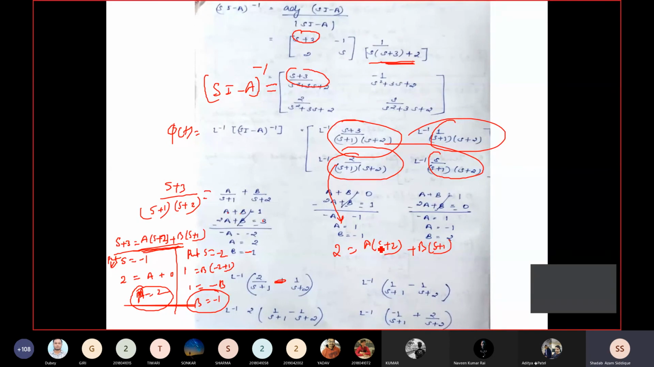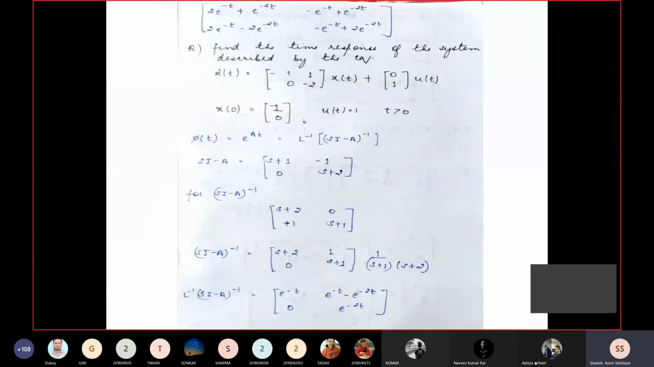For a, the second term will be multiplied, and for b, the first term is multiplied with s plus 1. One time put s equal to minus 1, and find the value, and another time put s equal to minus 2. Why minus 1? Because here if you equate it with 0, it will give you s equal to minus 1, and here if you equate with 0, it will give you s equal to minus 2. So try to put s equal to minus 1 and s equal to minus 2, find the a and b values, and put them into this.